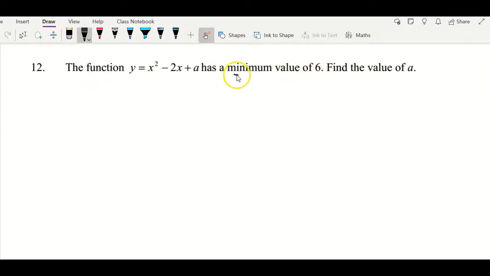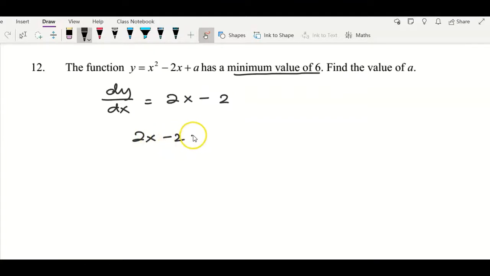So here it gives you the information, minimum value of 6, meaning that we need to get dy/dx, and we make one equation equate to 6, and then later on we solve for a. Get your dy/dx as 2x minus 2, and let your dy/dx equal 0. You have x equals 1.